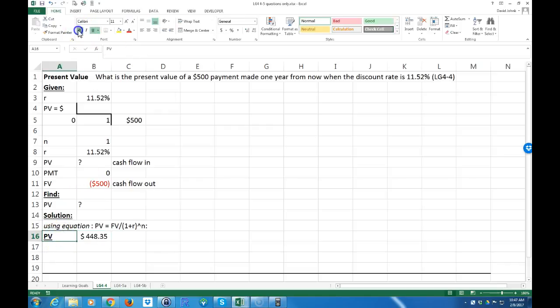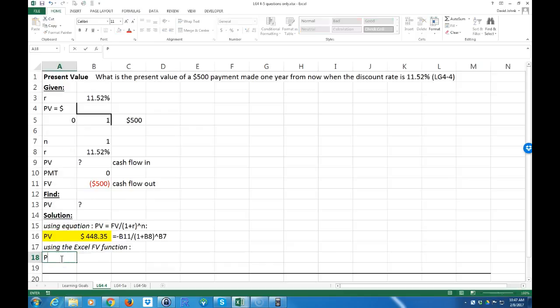And we don't need that bold and underline. So that's my answer. Let me go ahead and put the equation in here so you can see it. Alright, so we could also do it using the Excel function.